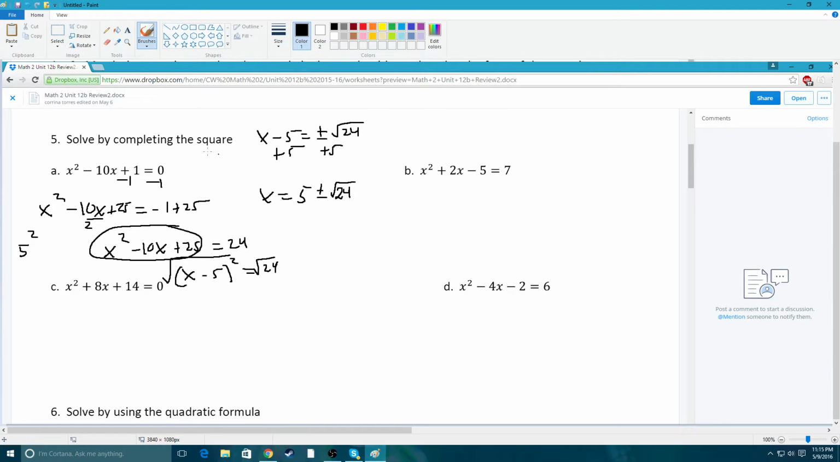But we can simplify 24. If we broke up 24 into a factor tree, this comes out to 6 and 4, which comes out to 3, 2, 2, and 2. So this is x equals 5 plus or minus 2 root 6.